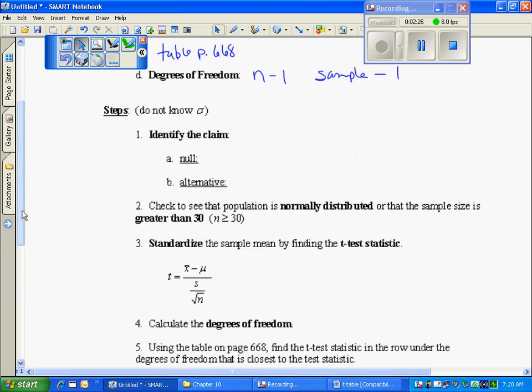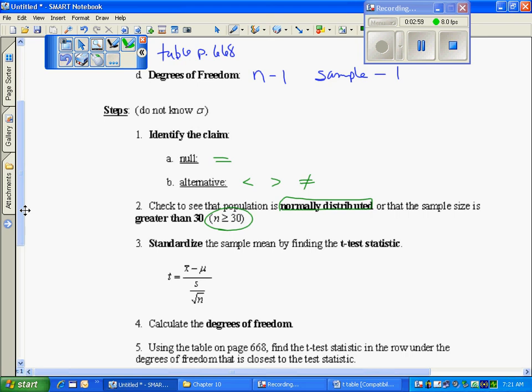So what are the steps for this? Well, they're almost the same. The null, if you recall, is no difference. It's going to contain the equal sign. The alternative is going to have 3 choices, to the right, to the left, or two-sided, depending on what it is I'm trying to check for. The second step is the same. It still must say that the population is normally distributed, or that the sample size is greater than 30. Remember, a normal distribution on the population is what we need for using the table when we have sample means.